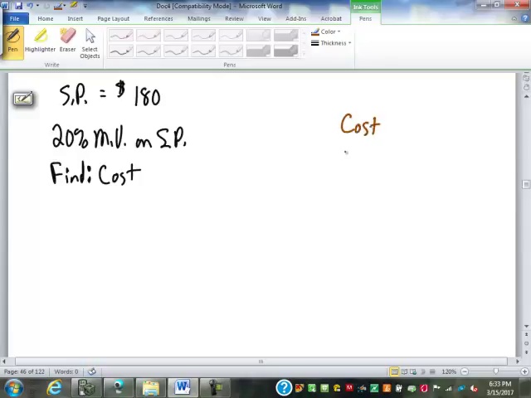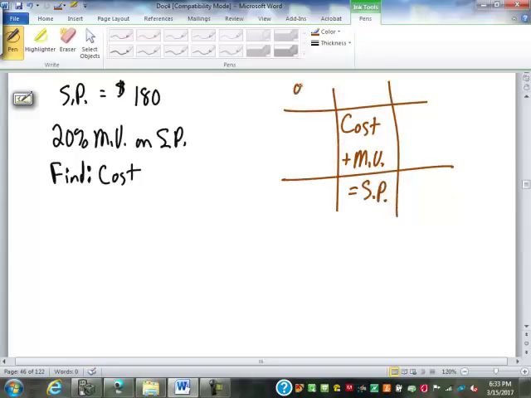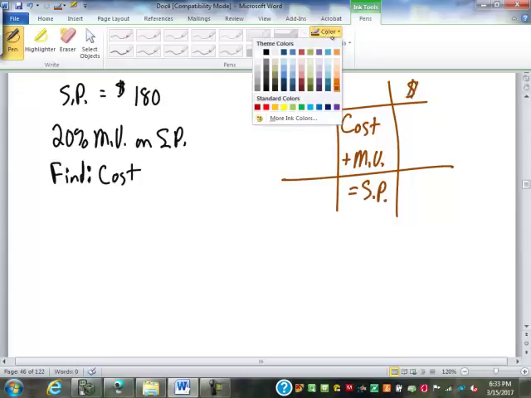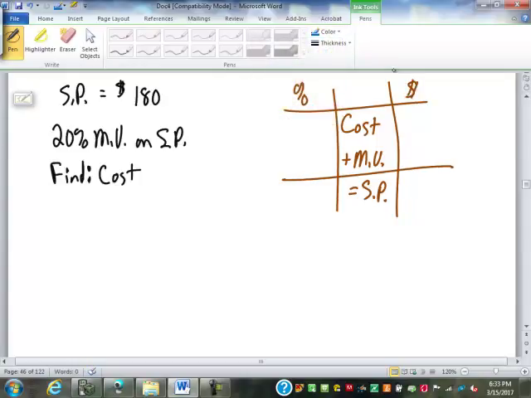So again, this table still stays the same. Cost plus markup equals selling price. So there's absolutely nothing different here. Still percents here and dollars there. What we know. 180 goes where? Dollar side and selling price. 20 goes percent side and markup. Our lurking 100 on the selling price.